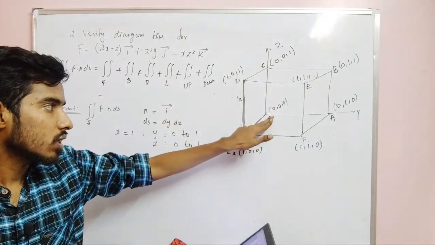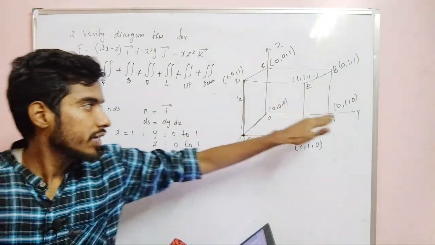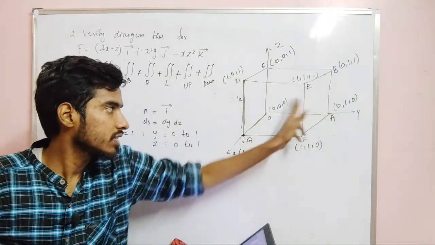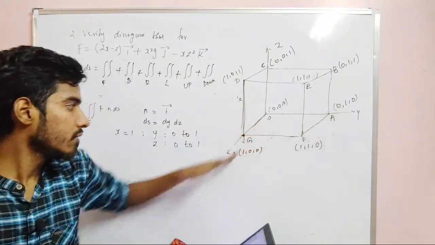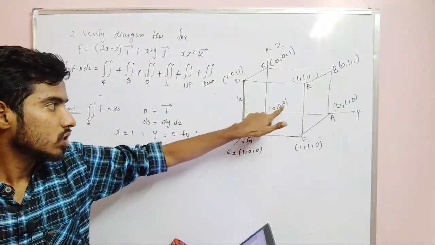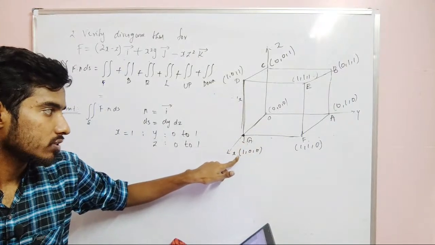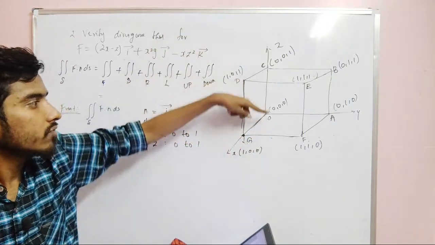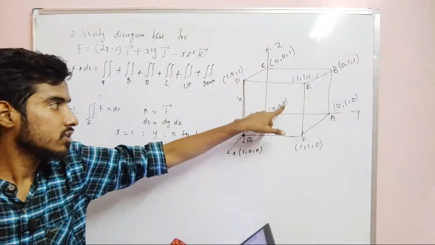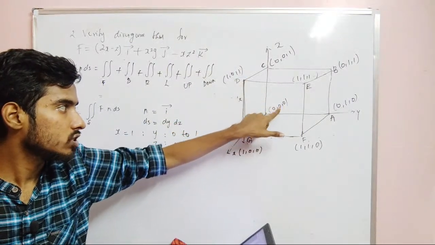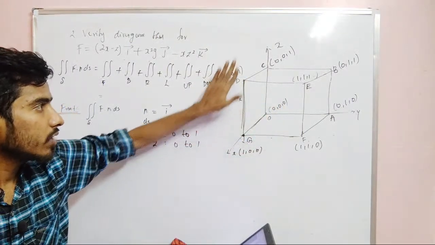So we have started at 0, 0, 0 and we are moving in the y direction. That means we are changing 0 to 1, and we are moving in the x direction. So we are changing 0, 0, 0 to 1, 0, 0. And from here to here we are moving in the z direction. So we are changing 0 to 1. So 0, 0, 1. And we need to find all other points.